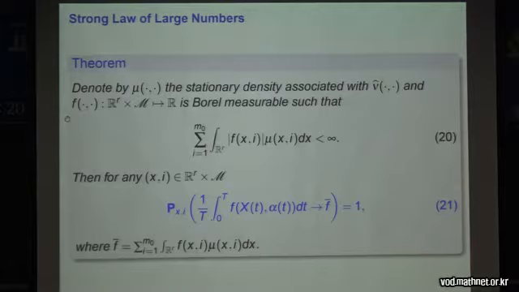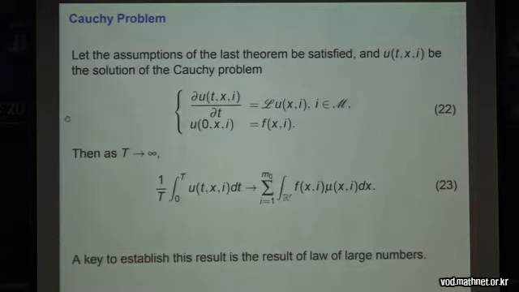Suppose my f is a measurable function. I take 1 over t times the integral from 0 to t, then with probability 1, this should converge to f bar, where f bar is the average with respect to the stationary measure, the invariant measure, of the switching diffusion. And suppose I have a Cauchy problem, a system of Cauchy problem PDEs with initial condition like this, then I can show the solution of this actually goes to the average of those f.